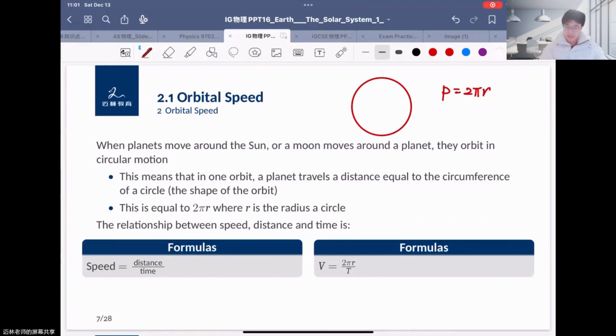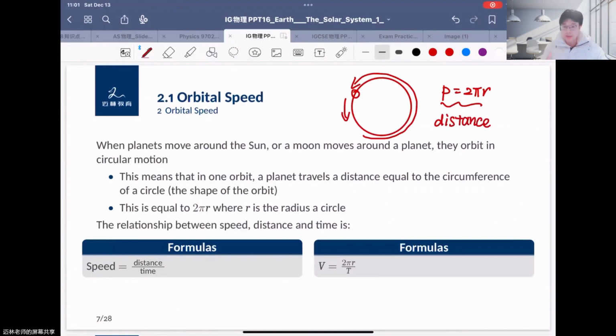So if you have a satellite here, just turning around and moving in a circle to form a loop, we can say the perimeter of the circle equals 2 pi r, right? This means the distance moved by the satellite. This is the first part, okay? The distance moved.